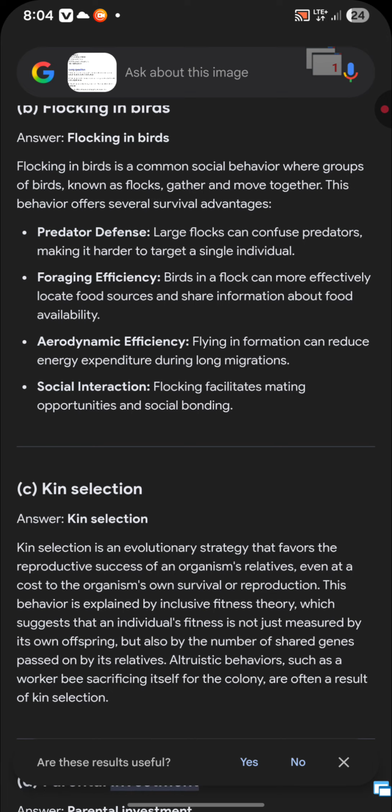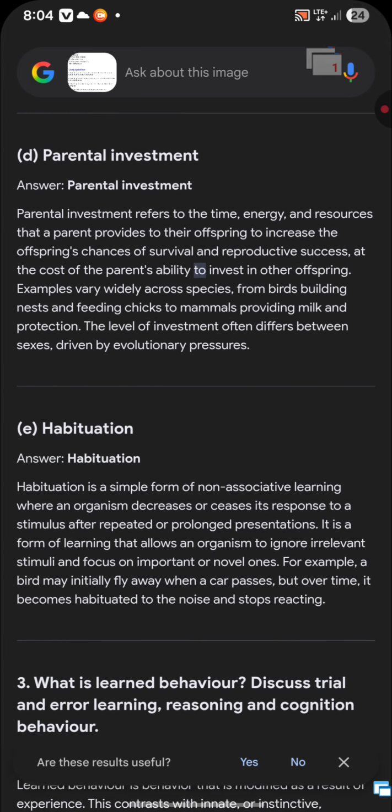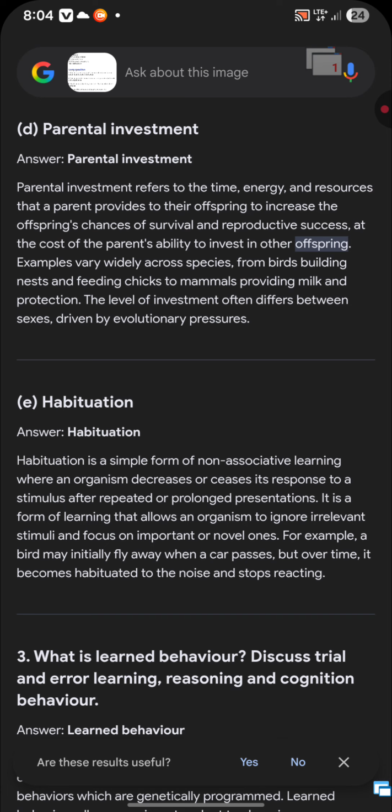D. Parental investment. Answer. Parental investment. Parental investment refers to the time, energy, and resources that a parent provides to their offspring to increase the offspring's chances of survival and reproductive success, at the cost of the parent's ability to invest in other offspring. Examples vary widely across species, from birds building nests and feeding chicks to mammals providing milk and protection. The level of investment often differs between sexes, driven by evolutionary pressures.